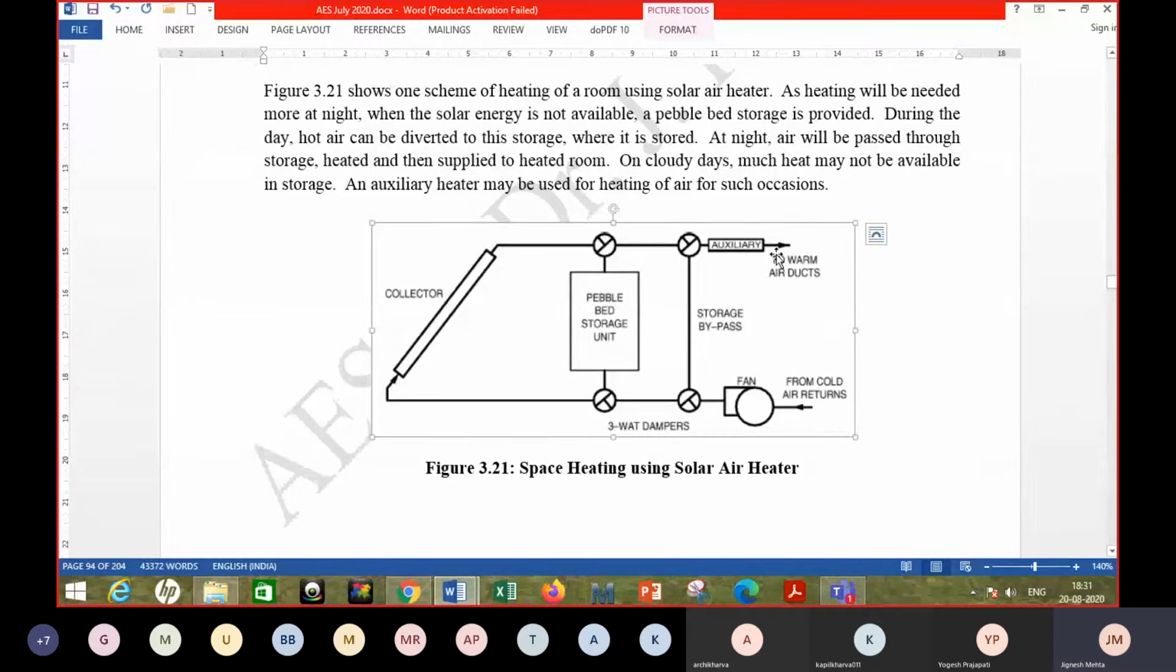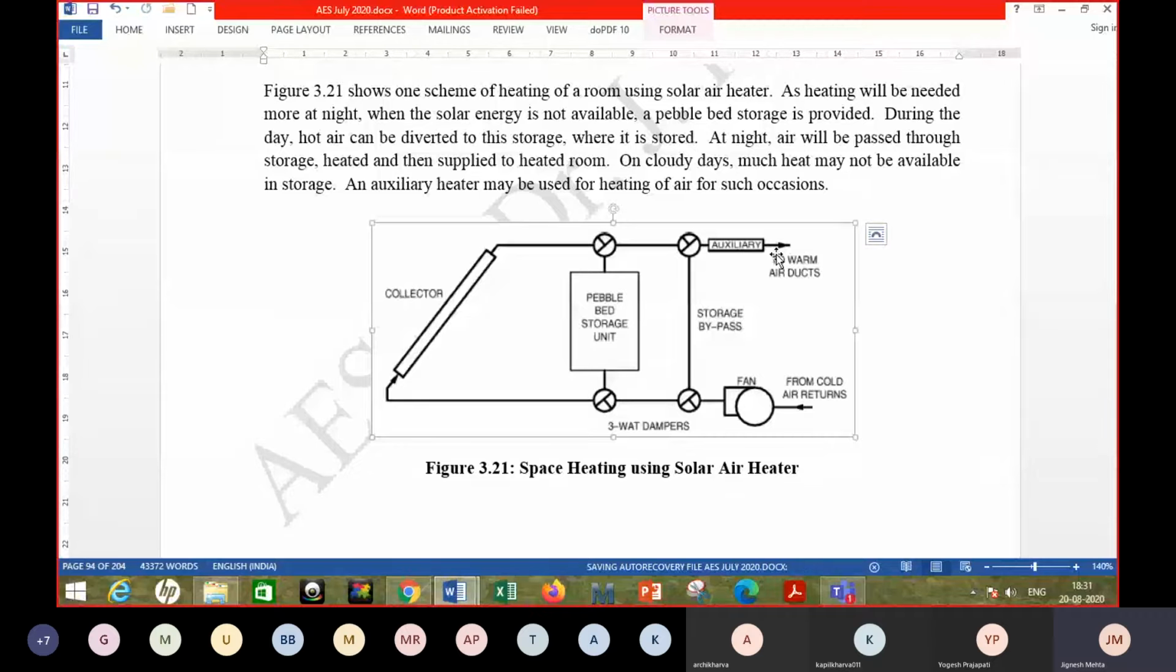This auxiliary heater, of course, can be an electrical heater. Electrical heaters are one of the most convenient ones, but then that is the worst way of heating, right? As you know, in power plants we use fossil fuels and burn them to produce heat, and then convert it into electrical energy. We transmit it, and then again converting it to heat is not a very good idea.